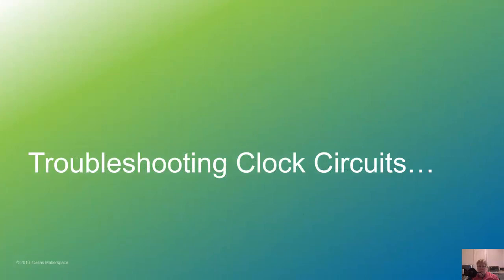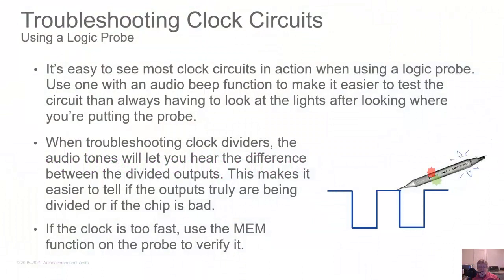So let's look at troubleshooting clock circuits. Now, it's easy to see most of this if you're using a logic probe, but keep in mind that with a logic probe, all you're going to see is blinking lights unless you get one that has the audio beep function. And for those of you that have seen some of my other videos, you know I'm very big on the audio beep function because that lets you hear more about what's going on in the circuit.